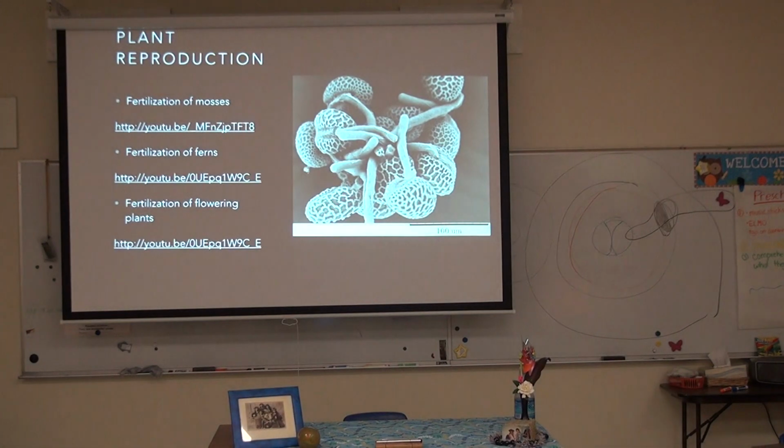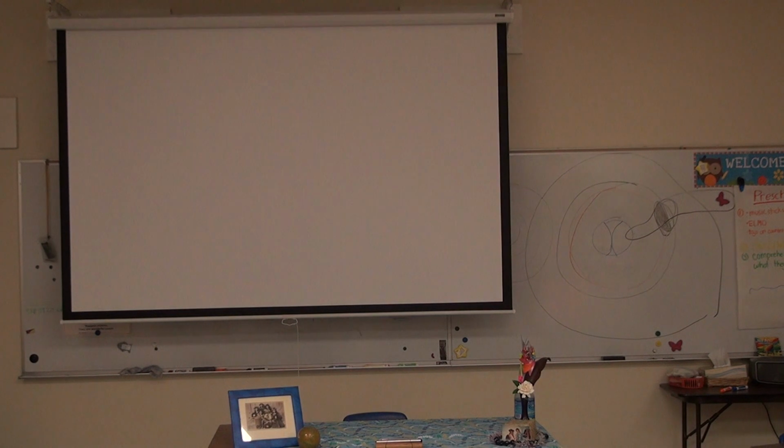All right, let's watch some videos then. We're going to start by looking at the fertilization of mosses. Remember I said mosses were the first plants really to establish themselves terrestrially, and they do not have stems because they haven't evolved yet, but they have different life cycles compared to plants. So let's take a look here.